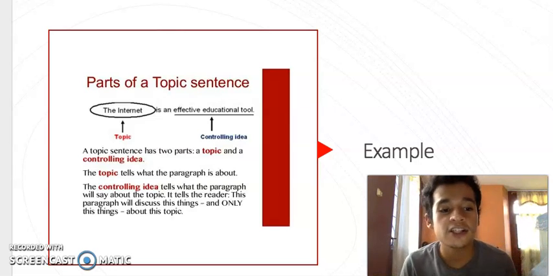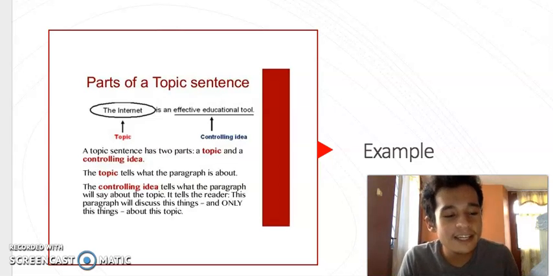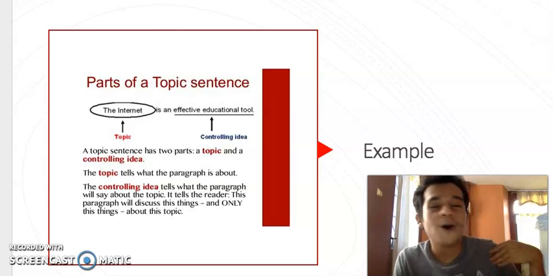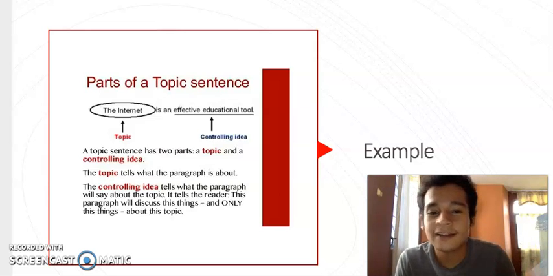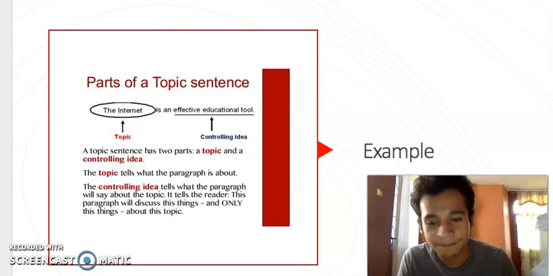It cannot discuss other topics, in this case, the internet. So for a controlling idea to be successful, it cannot talk about anything other than the internet. If it talks about other topics, then it cannot have a controlling idea.